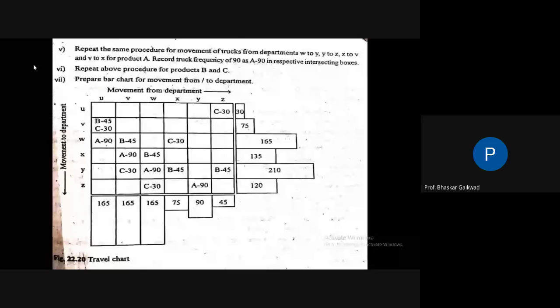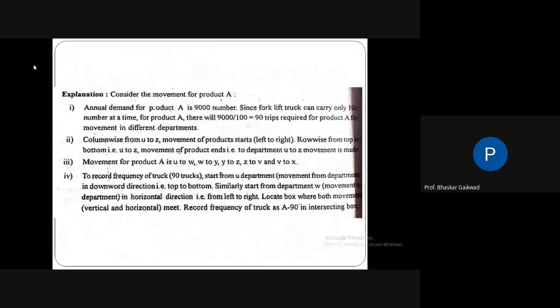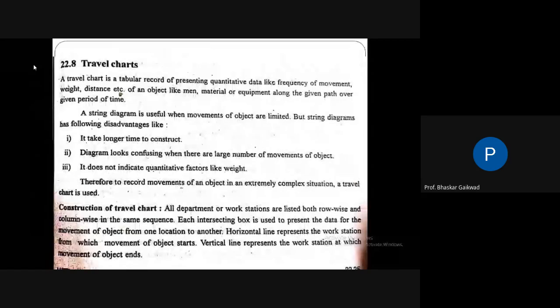Now, why is there a need to make travel charts? Up till now, whatever we have studied about flow diagrams and string diagrams, quantitative data is not included. Weight is one of the quantitative data. Then the particular equipment and particular object dimensions, or any other things related to the job which were not mentioned in the previous charts, we have included in these travel charts.